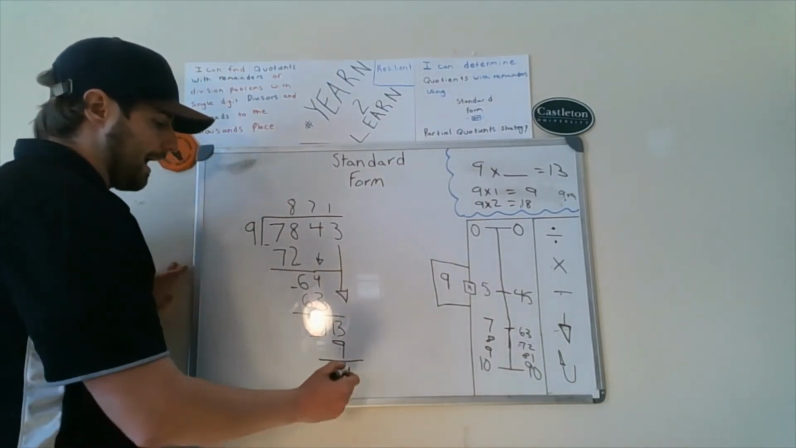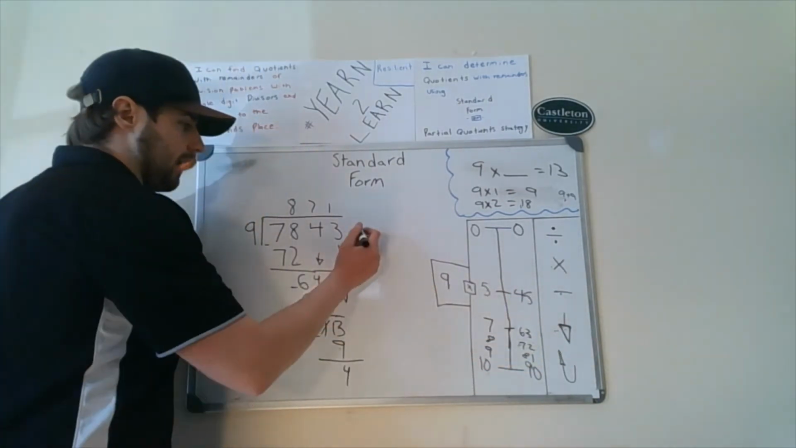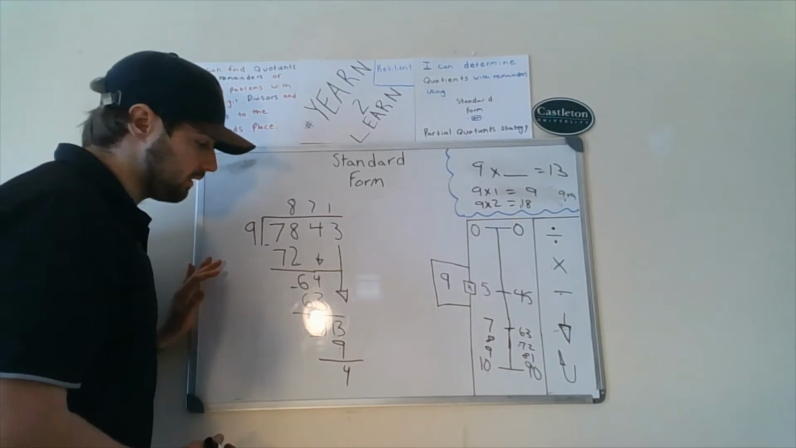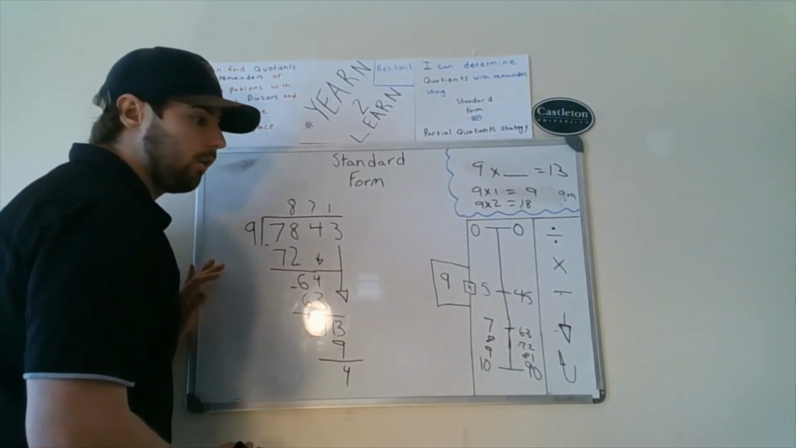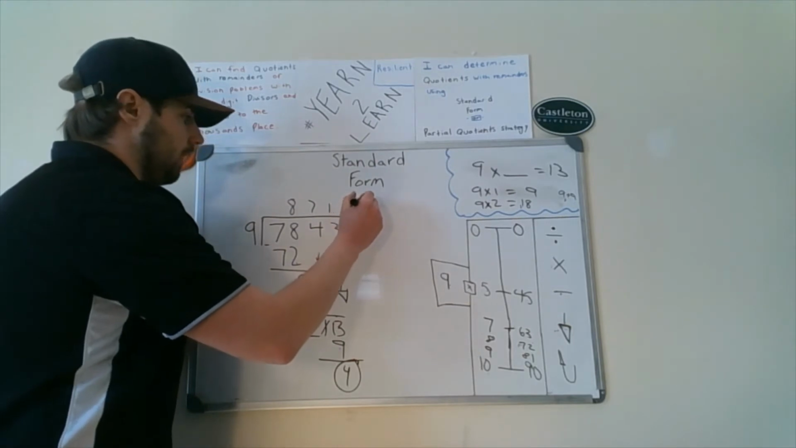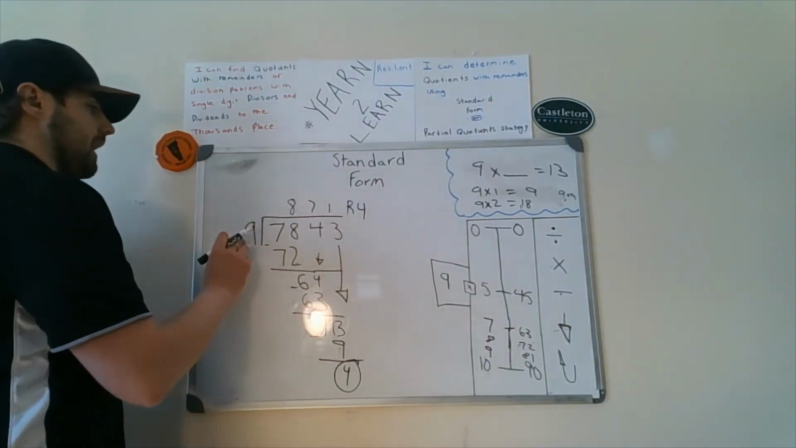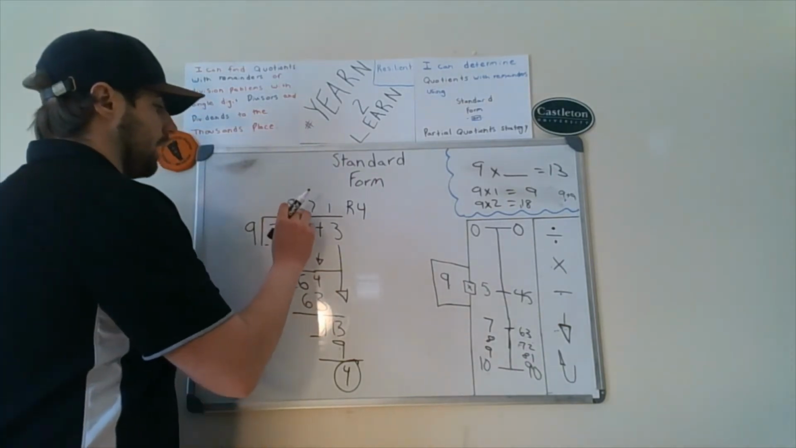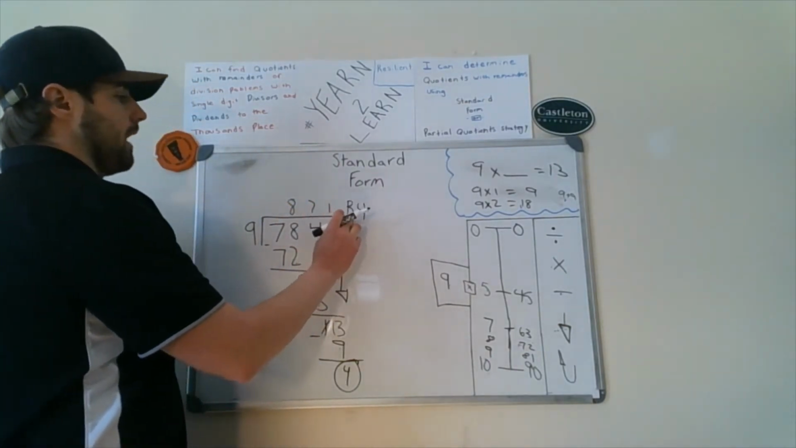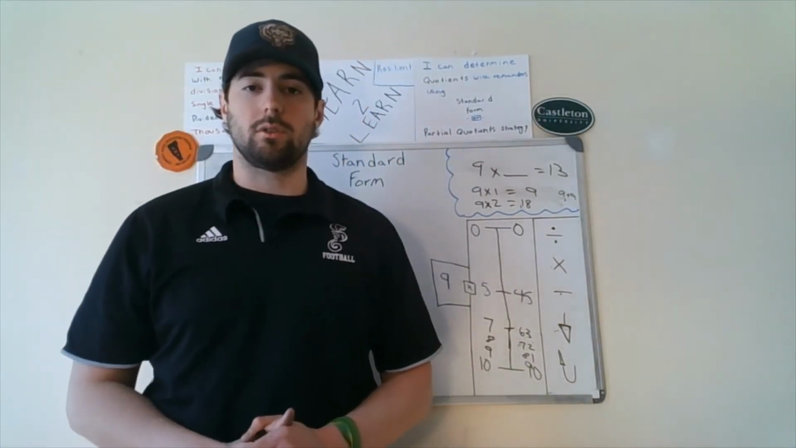4. I have to now bring it on down. Do I have anything to bring it on down? I do not. That means I know it's a remainder. I have a remainder of 4. 7,843 divided by 9 is 871. Remainder of 4. I got 4 left over.